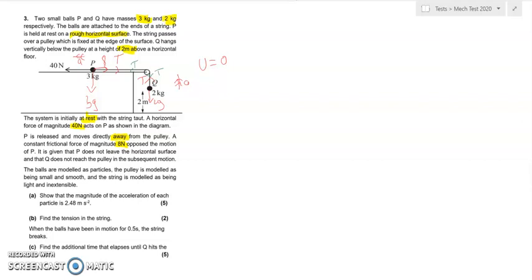So let's have a look. Show that the magnitude of the acceleration of each particle is 2.48. Whenever you get this kind of question, usually the best thing to do is to look at each individual particle and look at the equation of motion for each individual particle. So P, so the forces acting on P. There's 40 newtons going to the left, 8 newtons going to the right, and tension also going to the right. So this is equal to mass, which is 3, times the acceleration.